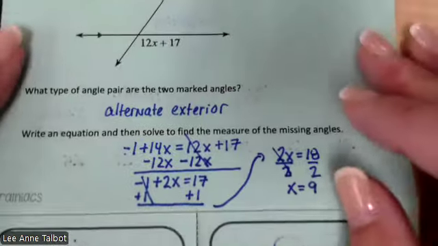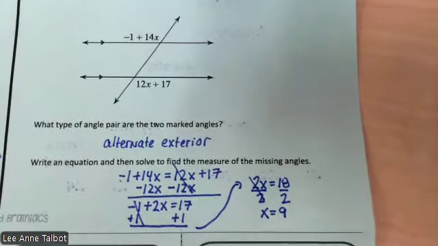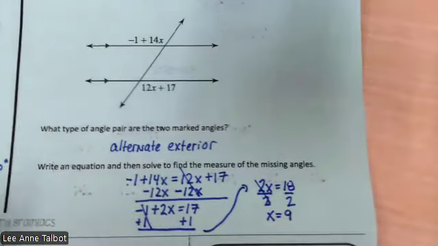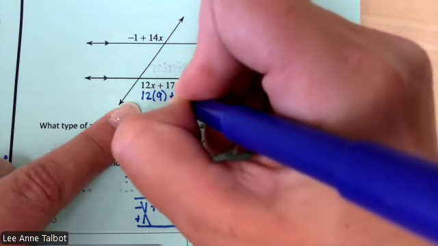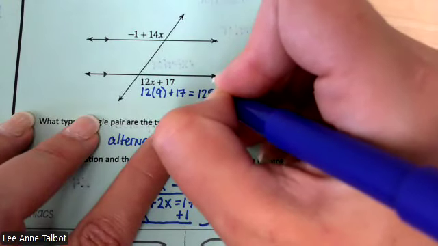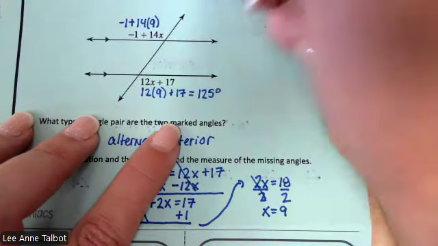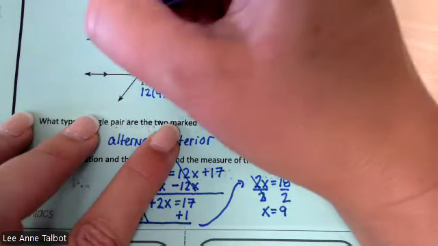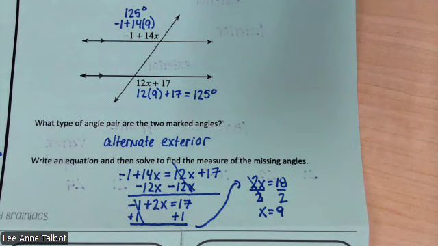Okay, now this is not done. X equals 9, true, but it didn't say find x. It said solve to find the measure of the missing angles. So we have to plug the 9 in. And they should match if I did it correctly.